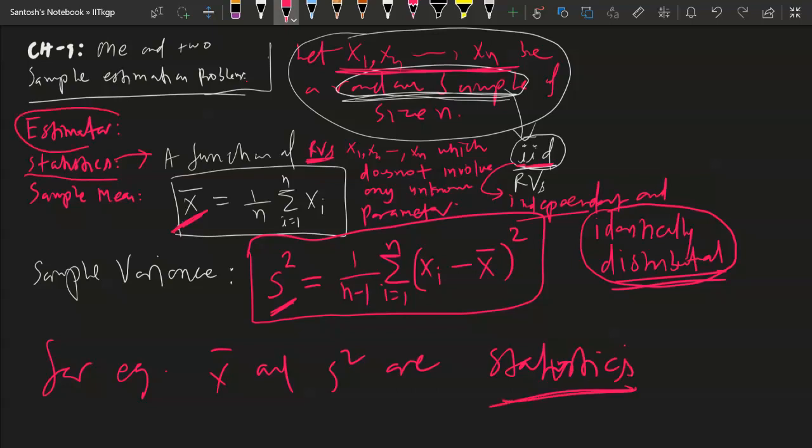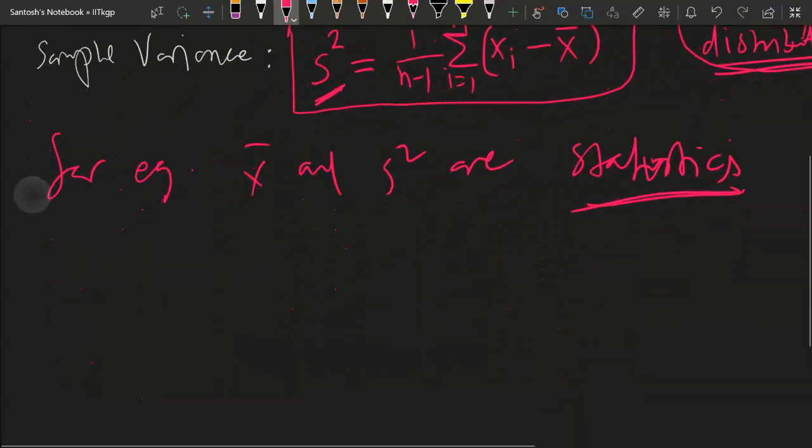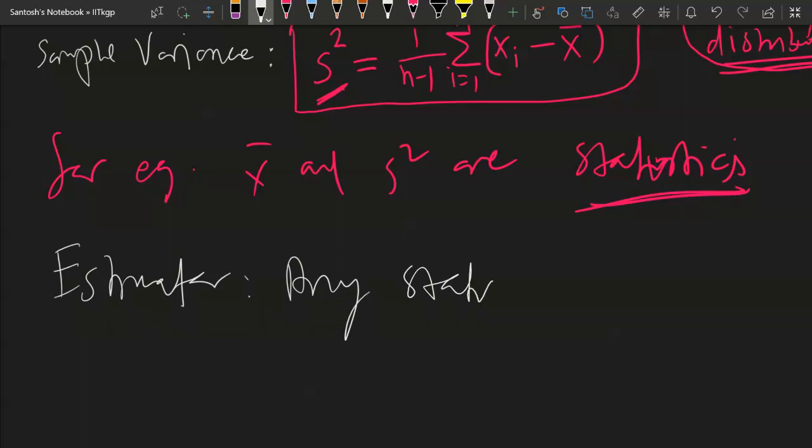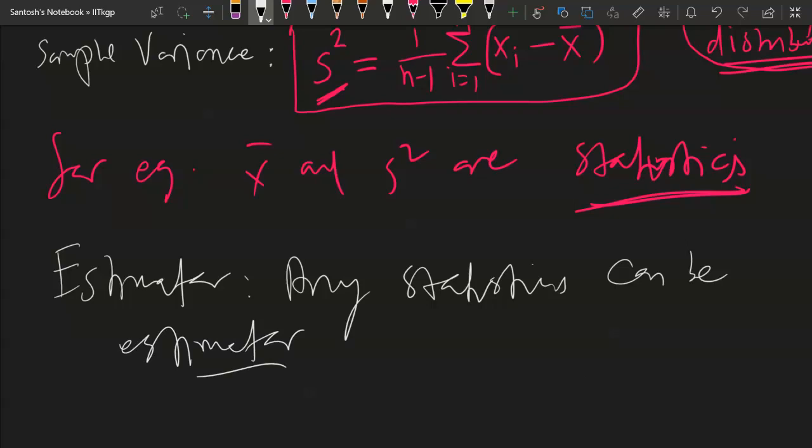And a statistic is an estimator. Any statistic can be estimated. The meaning is that an estimator will never involve a parameter. So now I will define an estimator: an estimator is nothing but a statistic, simply.